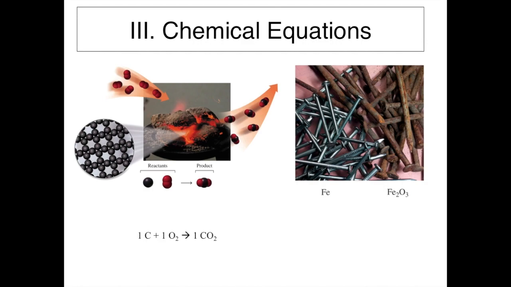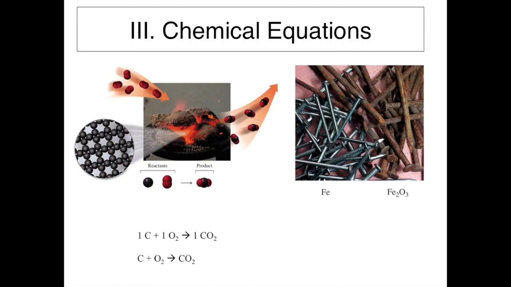So the number in front of all those elements is what we call a coefficient. And when a coefficient is 1 in a chemical reaction, we usually omit it. So this reduces down to just simply carbon plus oxygen, arrow sign, carbon dioxide.